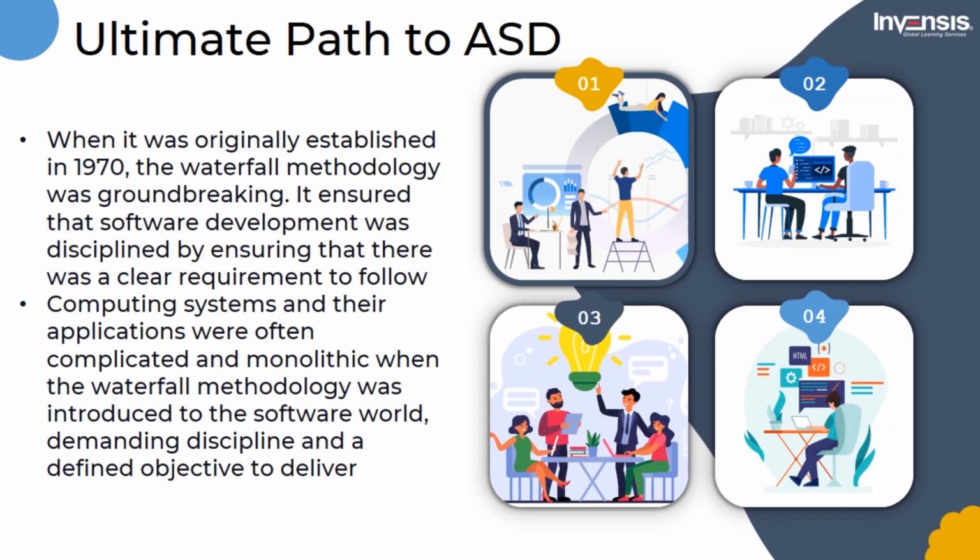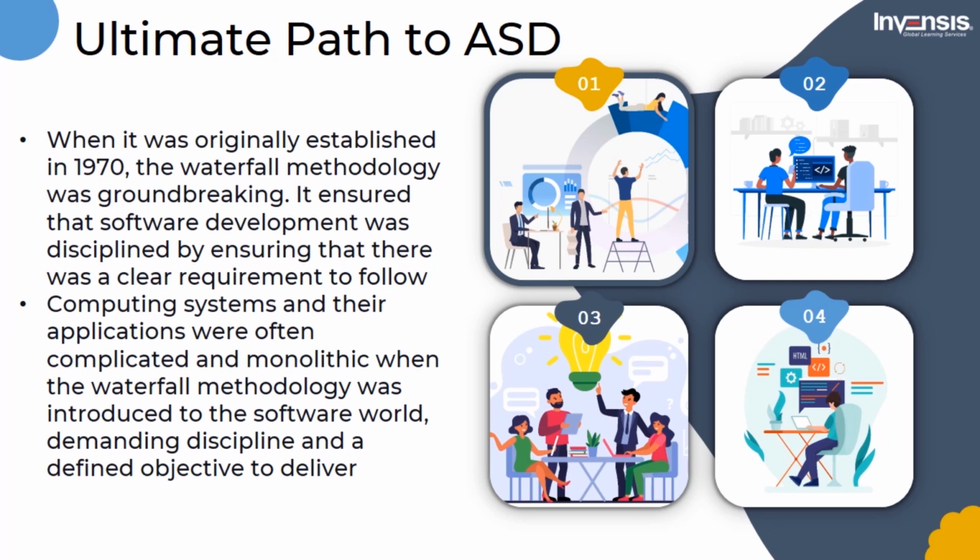Computing systems and their applications were often complicated and monolithic when the waterfall methodology was introduced to the software world, demanding discipline and a defined objective to deliver. Requirements also changed more slowly back then than they do now, making large-scale projects less troublesome. In reality, systems were designed to expect that they would never change and would serve as perpetual battleships. Not only in software development but also in manufacturing and other business activities, multi-year timescales were widespread.